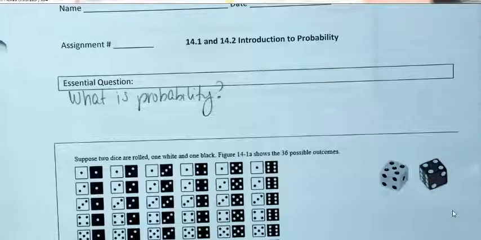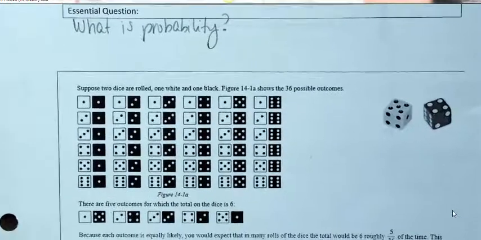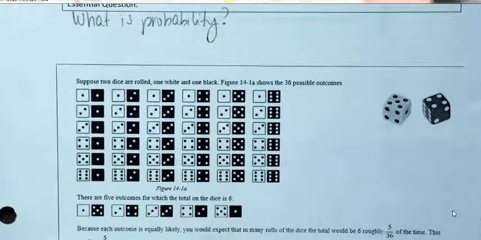Okay, today we're going to introduce probability, and your essential question is, what is probability? So we've got a scenario here. With probability, a lot of times we use dice. Suppose two dice are rolled, one white and one black. Figure 14-1A shows the 36 possible outcomes.